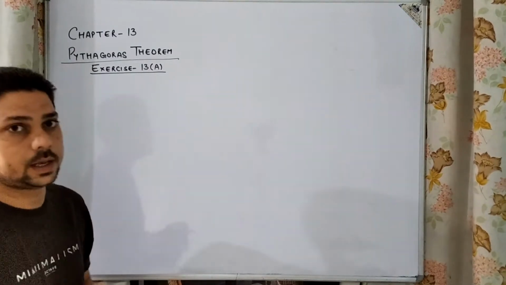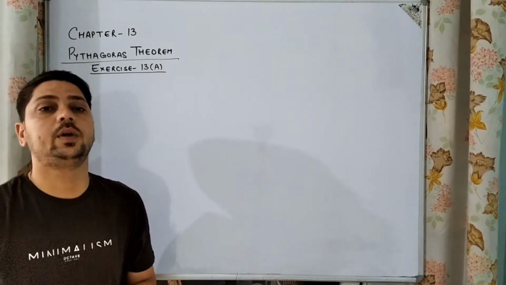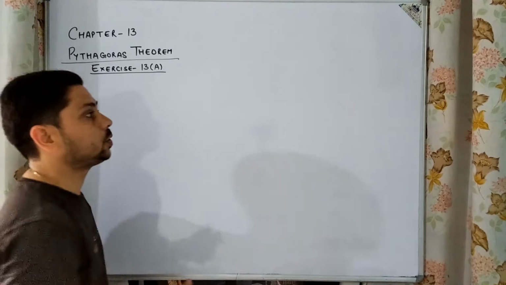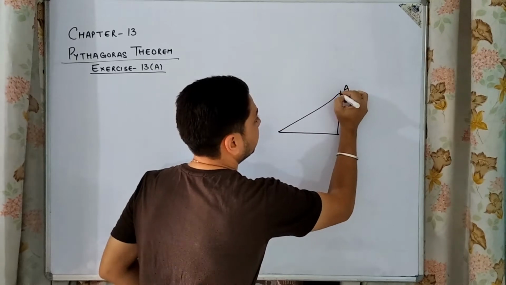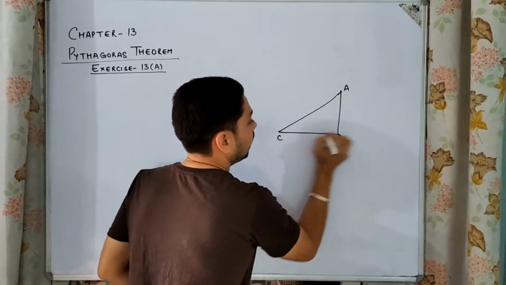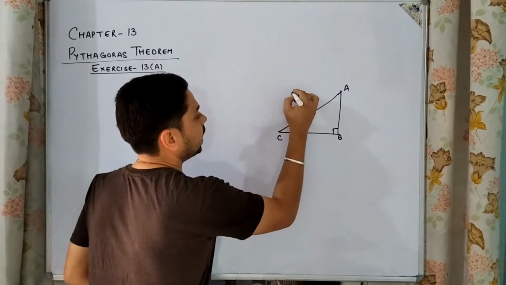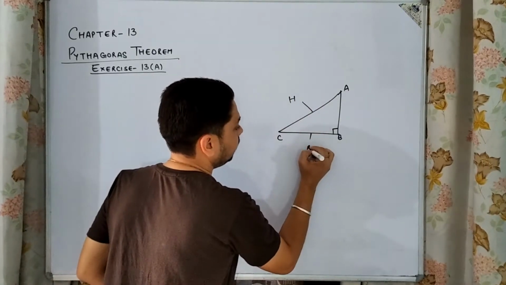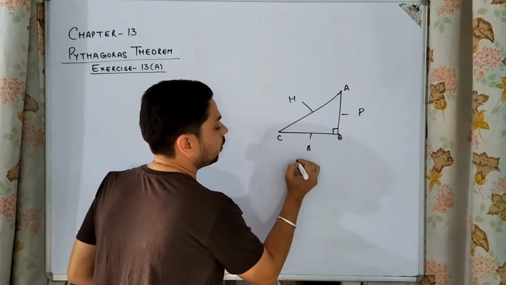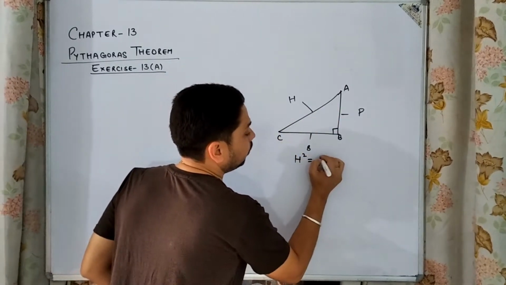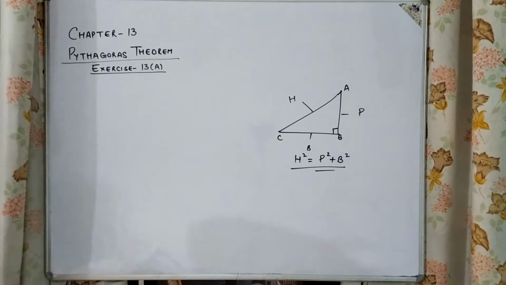Before doing those questions, let us revise what Pythagoras theorem was. In a right angle triangle, the square of the longest side is equal to the sum of the squares of the other two sides. If we have a triangle ABC, right angle at B, this is a right angle triangle, and the opposite side is your hypotenuse. This is your base and this is your perpendicular. So according to the Pythagoras theorem, the square of the longest side, that is hypotenuse square, is equal to perpendicular square plus base square. This is your Pythagoras theorem.